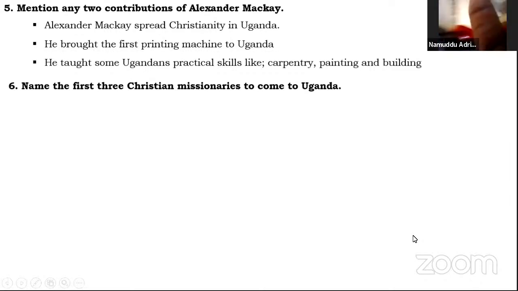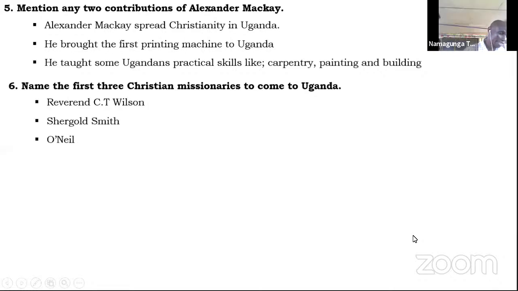Eleko Aquila, unmute and give us the answer. The first 3 missionaries to come to Uganda. Reverend Titi Wilson, Charles Smith. Oh, and the last one? O'Neill. Thank you, Eleko. So they were Reverend C.T. Wilson, Shergold Smith, and O'Neill. Those were the first 3 Christian missionaries to come to Uganda, and they were sent by the Church Missionary Society. And these ones were Anglican missionaries, and they came to Uganda in 1877.